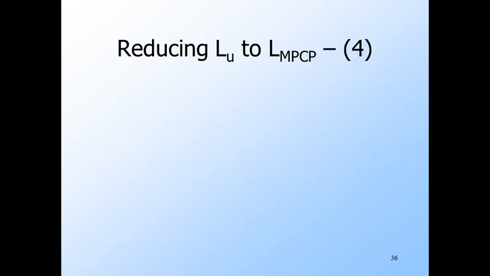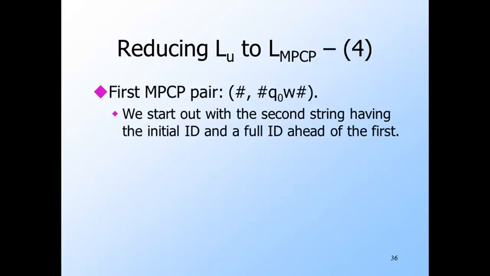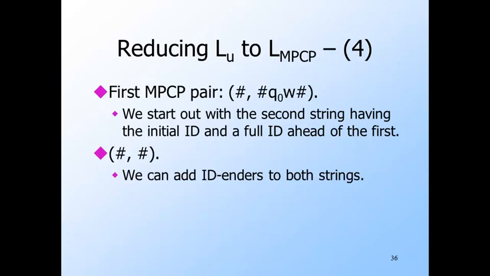Here's the beginning of the construction of the MPCP instance from m and w. The first pair has a first string that is just a pound sign, but a second string that is the entire first ID with input w, surrounded by pound signs. Note that the transducer gets the CW on its input so it can generate this pair. We'll add the pair pound sign, pound sign. It lets us add markers to the end of one ID in the first string at the same time we add it to the following ID in the second string.